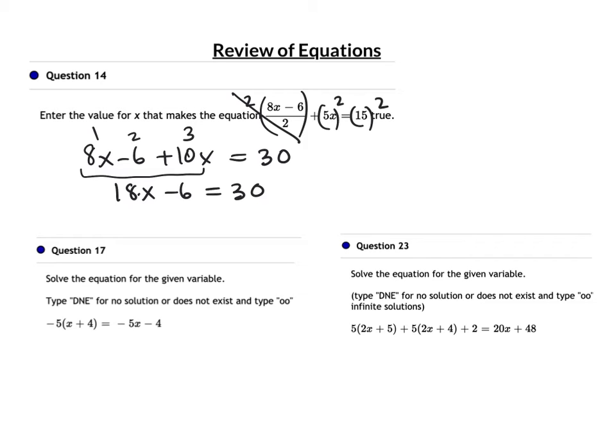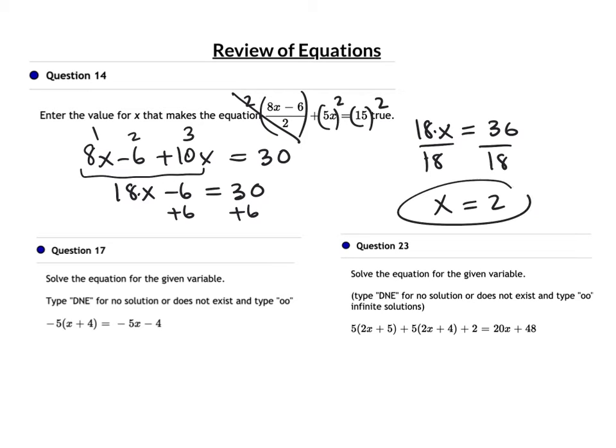Get rid of the coefficient last. Let's get rid of the 6 first then. 18x will equal 36. And we get a nice answer here because we'll divide to get rid of that 18. And x will be 2.